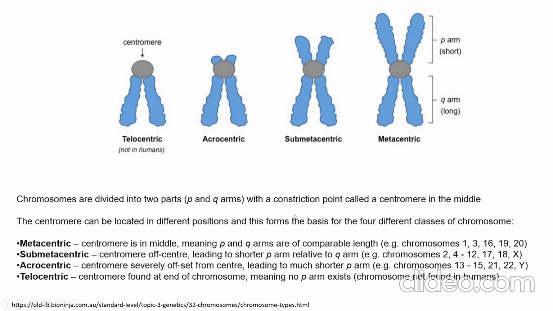Then you have acrocentric, where the centromere is much more offset from the center, so P is a lot shorter than Q. And telocentric, interestingly, is not found in humans at all. None of our chromosomes are telocentric, where the centromere is found right at the end of the chromosome, so there's no P arm. You'd think that it is basically where the telomere is.